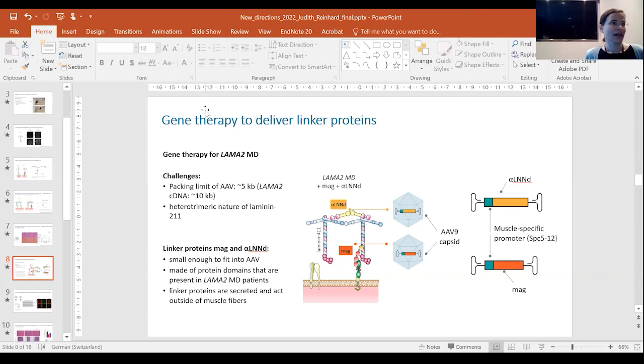And we also see that the muscle function, so we can measure the strength of these mice, is much stronger when we treat them with this gene therapy.